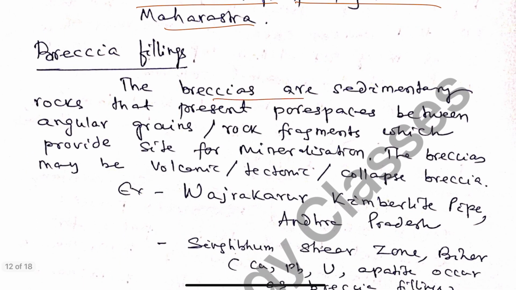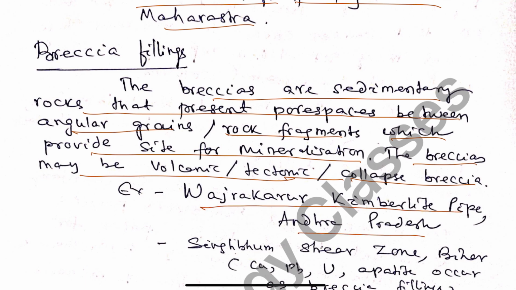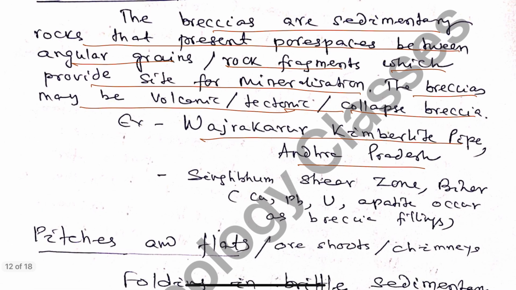Breccia fillings. The breccias are the sedimentary rocks that present pore spaces between the angular grains or rock fragments, which provide the site for mineralization. The breccias may be volcanic, may be tectonic, or may be collapse breccia. Example, Vajrakarur kimberlite pipes of Andhra Pradesh, providing the diamond deposit. Singhbhum shear zone, Bihar, showing copper, lead, uranium, apatite as breccia fillings.